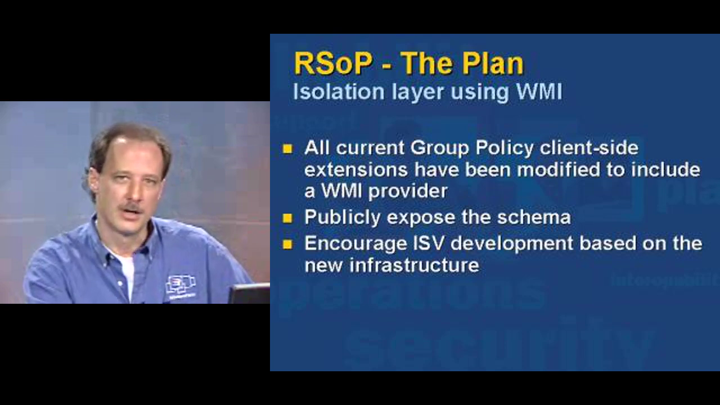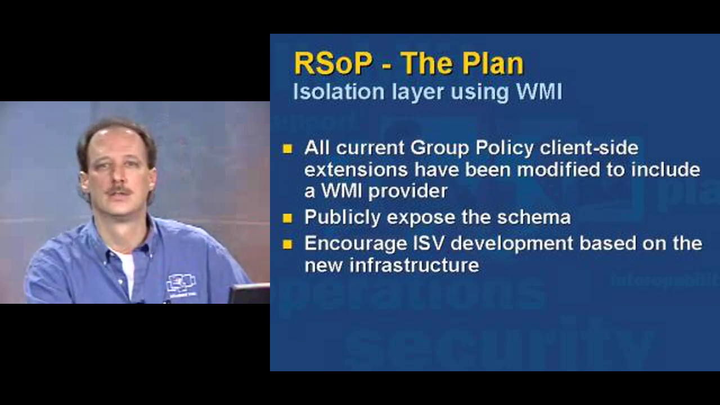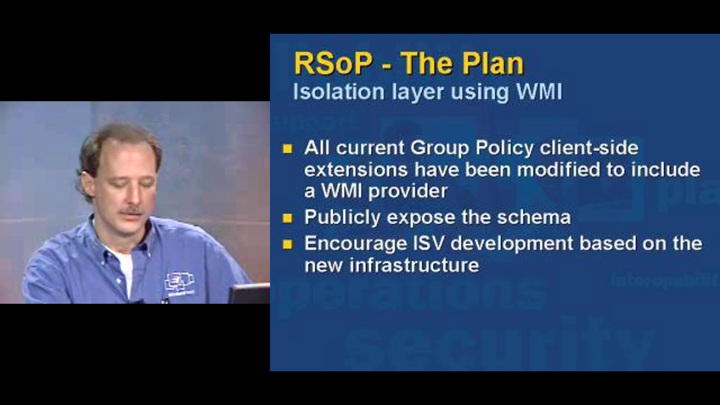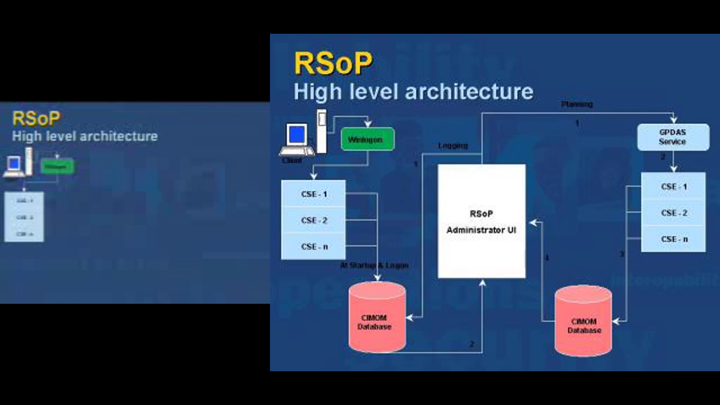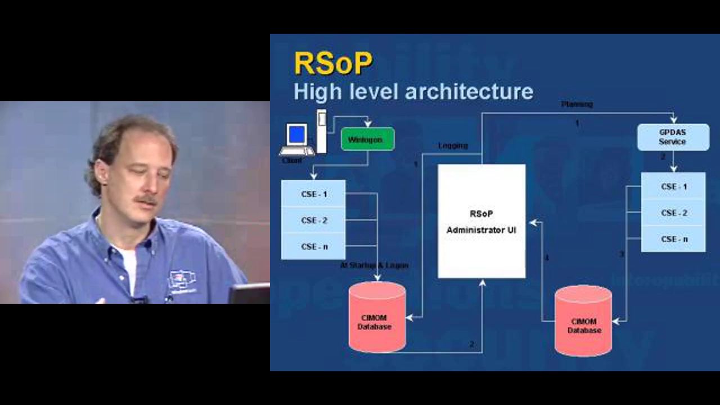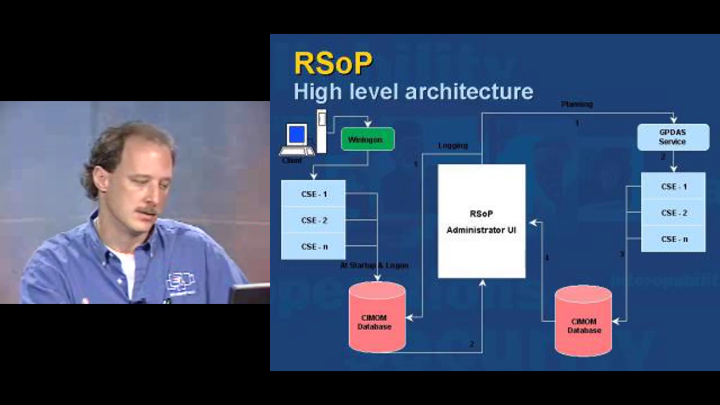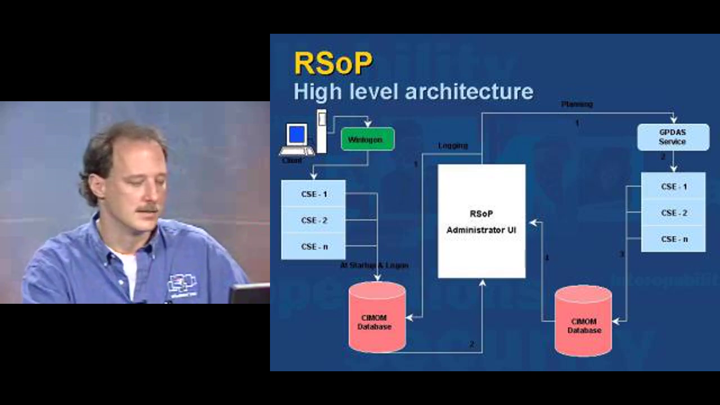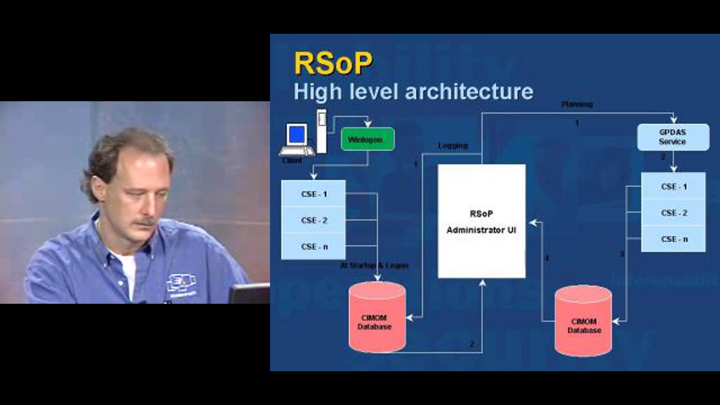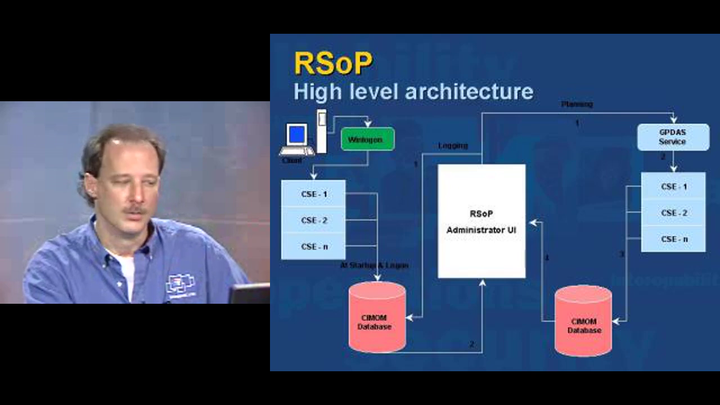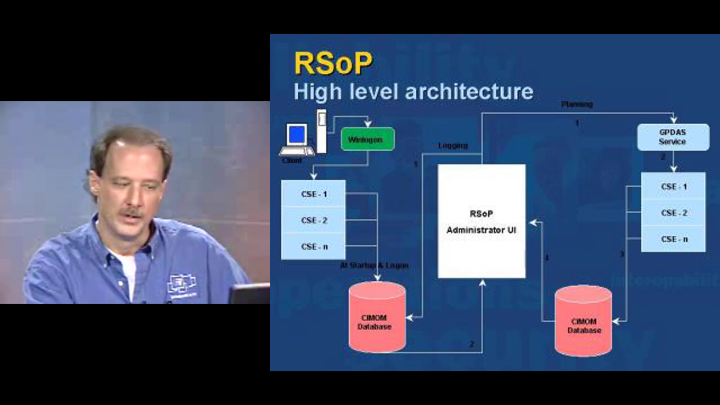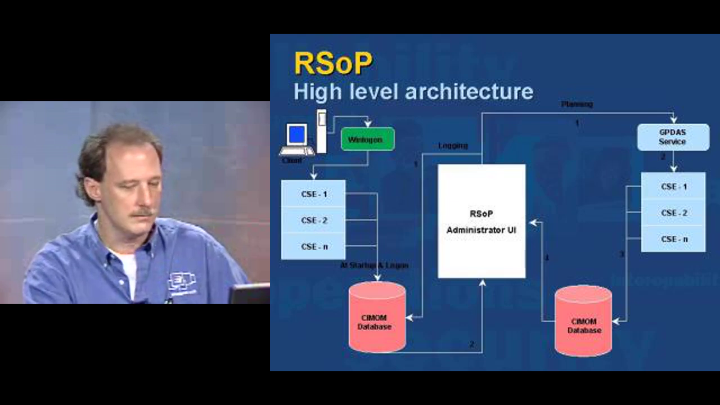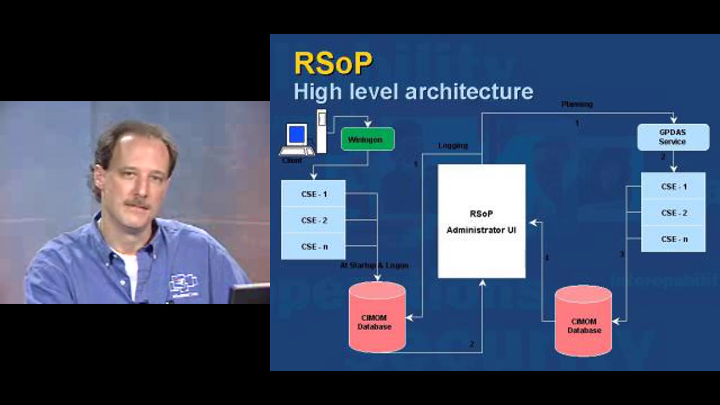So let's look at the architecture of RSoP, how it works, and I'm going to step you through what we have today and what it looks like. First, I have a client. WinLogon is the process that actually calls into each of the CSEs, or client-side extensions, and gives them a list of the GPOs to process. At startup and logon, what we will have done is enabled them to report into the CIMOM database. That's the WMI database.